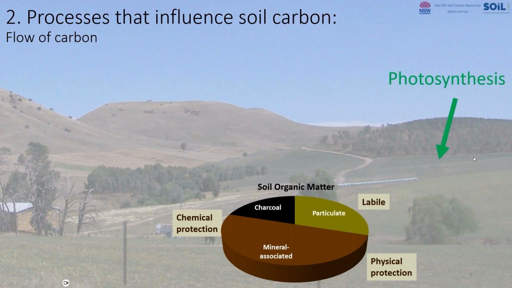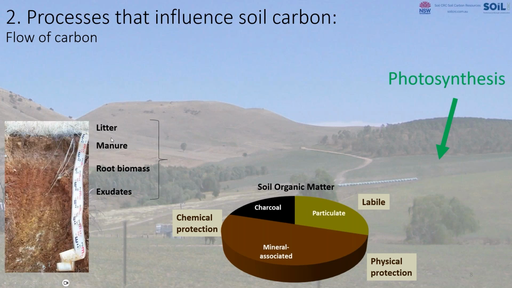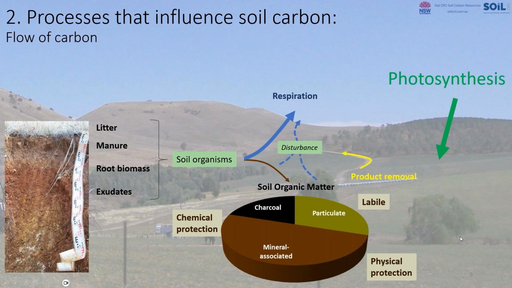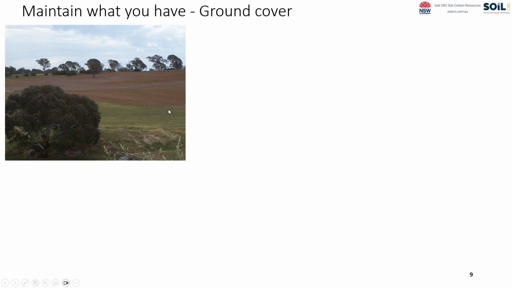The source of it all, of course, is photosynthesis, carbon dioxide being brought in through the plant, which ends up as litter or cycled through manures, the root biomass in the soil, and the all-important exudates get cycled through organisms into soil organic matter, but a lot of it, of course, gets cycled back out as respiration. The more disturbance that we have in a system, the more air gets into the soil for the organisms to respire with, so that increases the respiration of carbon. We have product removal, of course, and hopefully not too much erosion, losses off the soil. We can see erosion though.